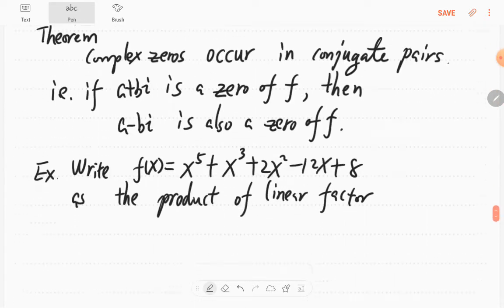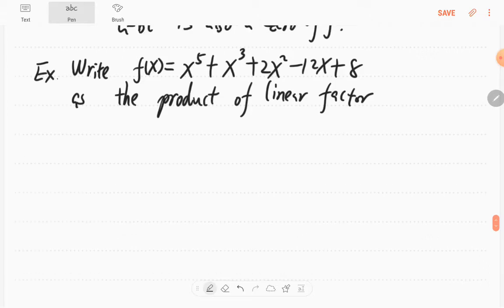Okay, so the idea is still the same. The first thing we need to do is locate, in other words, find all the zeros. If you can factorize it, you can find the zeros directly, right? So the first thing you still need to do is find the rational zeros.